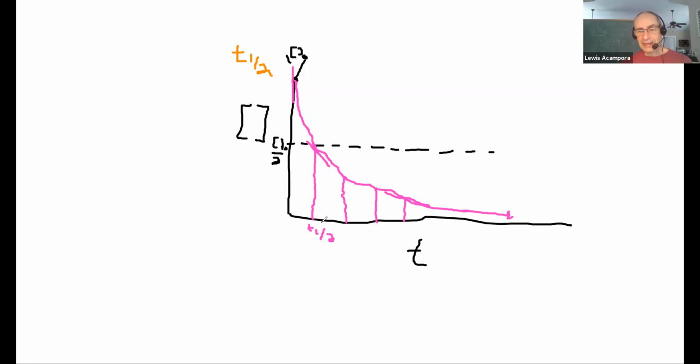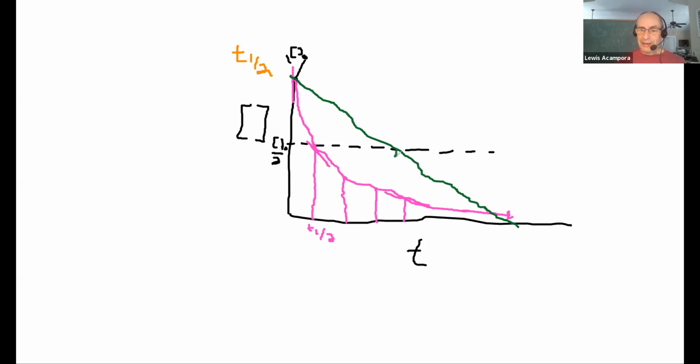And the fact that the half-life is constant is characteristic of first-order reactions. If you had a zero-order reaction, let me pick a nice color here, how about green? A zero-order reaction would be characterized by a straight line. And these are kind of unusual in chemistry. This says that the reaction chugs along at the same rate regardless of what my concentration of reactant is.